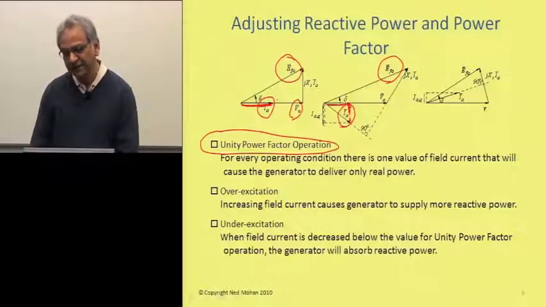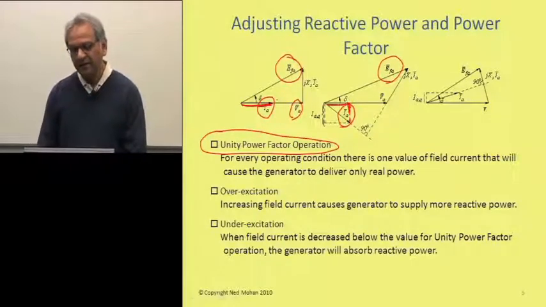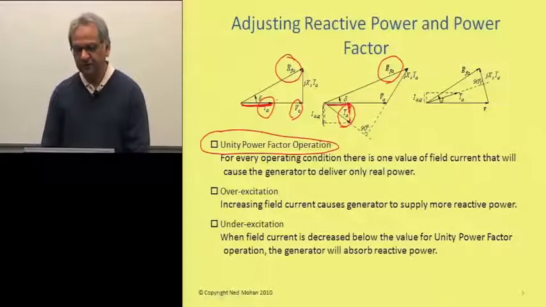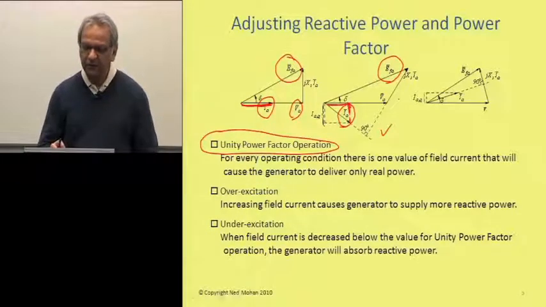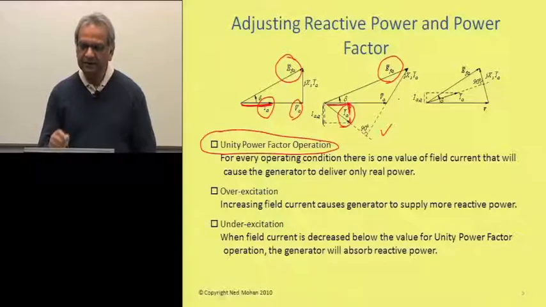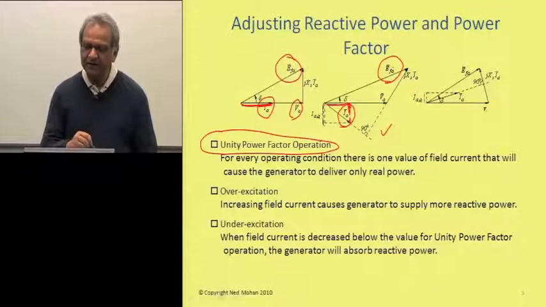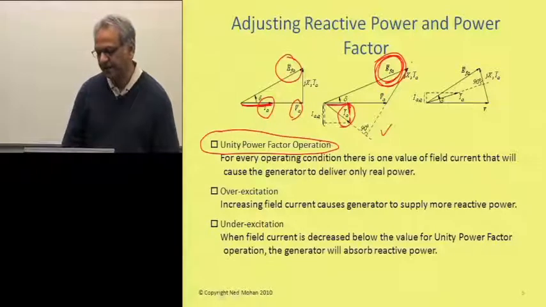The reason is that current I sub A was defined as coming out of the generator. So that is the reason why the reactive power is in fact being supplied to the grid in this diagram over here, where we have the field current greater than the current in the unity power factor case, which then results in a larger amplitude for the back EMF.